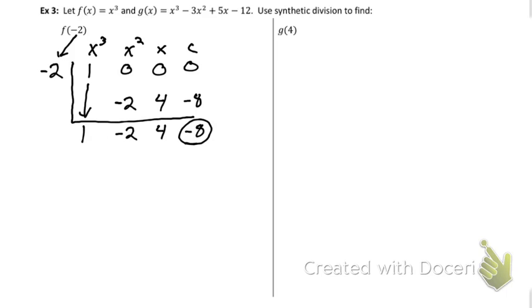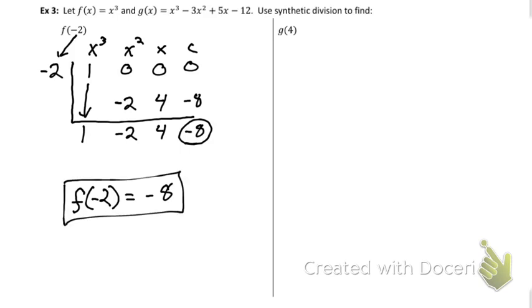Since that is your remainder, your answer is going to be f of negative 2 equals negative 8. It doesn't ask for your remainder. It doesn't ask for your quotient, so you just have to give an answer. It says f of negative 2 equals what? If I plug in negative 2, what do I get out? You should get out negative 8. G of 4 is our last one.